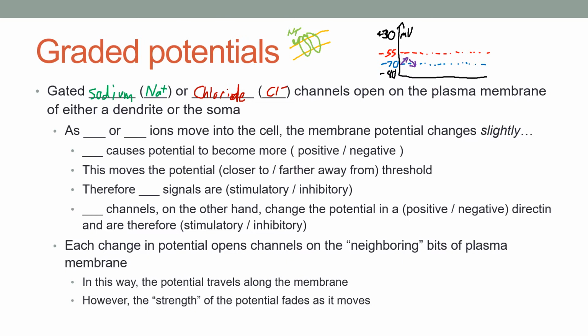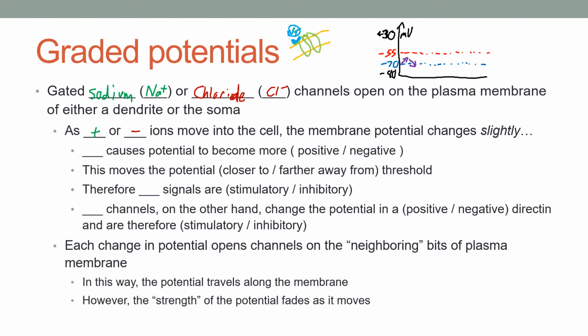And when our little neurotransmitter fits into that receptor cup, that will open the channel. Okay. So sodium or chloride channels open on the plasma membrane. Sodium and chloride both exist on the outside of the cell membrane. So you're either going to have positive or negative ions moving into the cell.